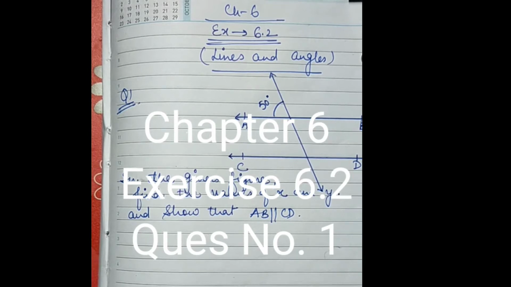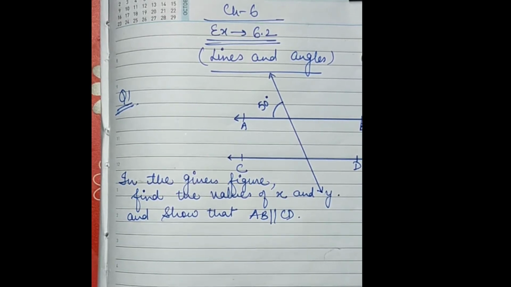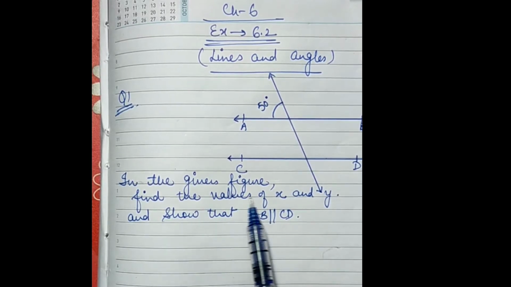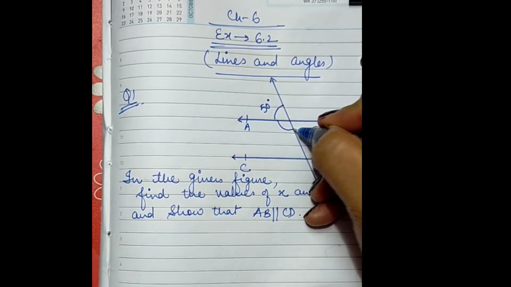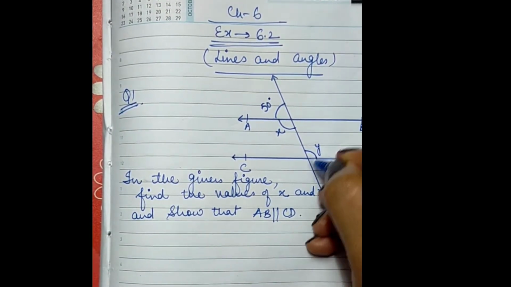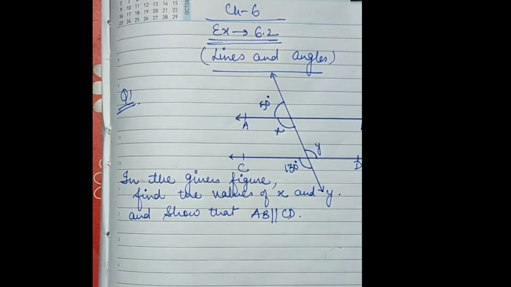Today we will be doing exercise 6.2, lines and angles. Question number 1. We have been given a figure, you can see over here. In the given figure, find the values of x and y. The value of x is here and the value of y is here, and this is given to be 130. This is already being given.